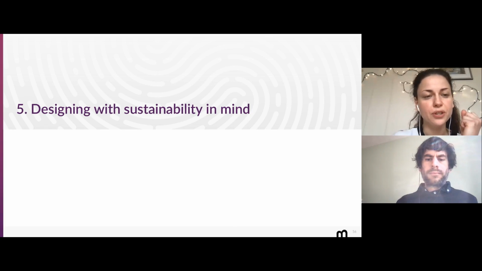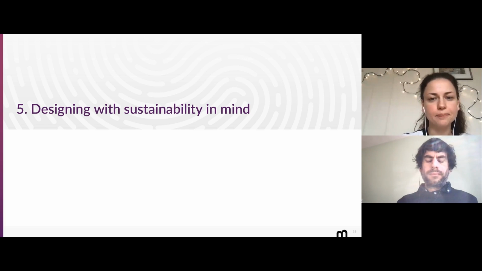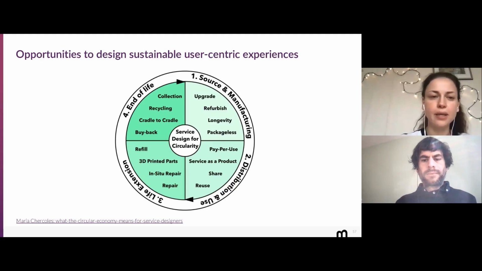So moving on, I think that's the block on the area which would be really close to your heart, because I believe most of us here are designers of different kinds. So how can we design with sustainability in mind? And I made quite a few references to the circular economy on previous slides.